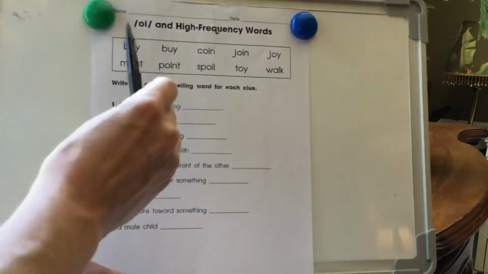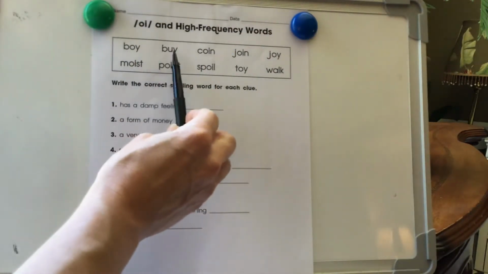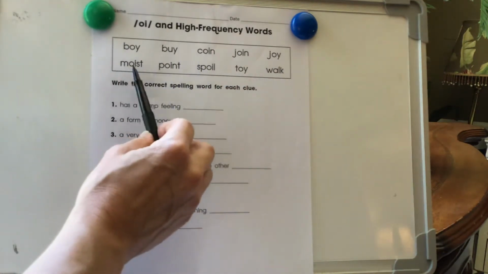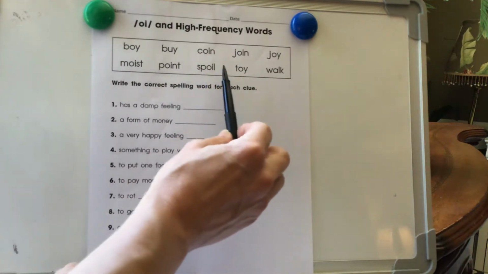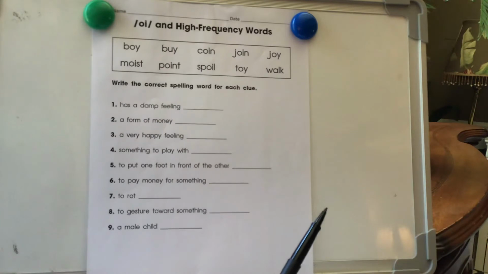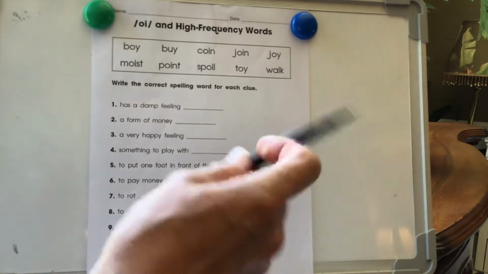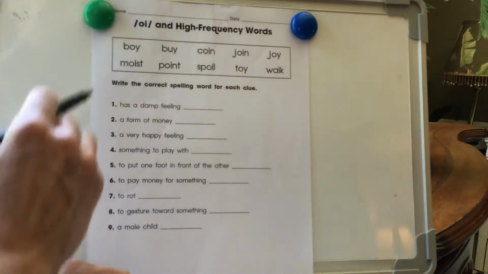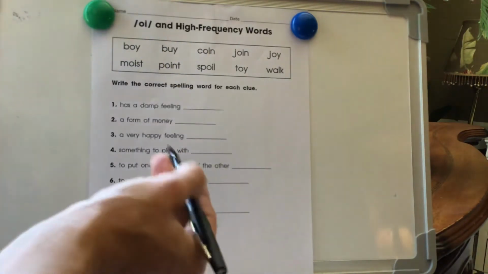Okay? Let's go ahead and take a look at our next worksheet with the OI and high frequency words. So again, I'm going to go through and read them. Boy, buy, coin, join, joy, moist, point, spoil, toy, and walk. Okay, so we're going to go through and do the definitions for the words. Okay, so what you can do is take a look at the definitions, find the word first, or find a word and try to find one that matches. So let's go through this.